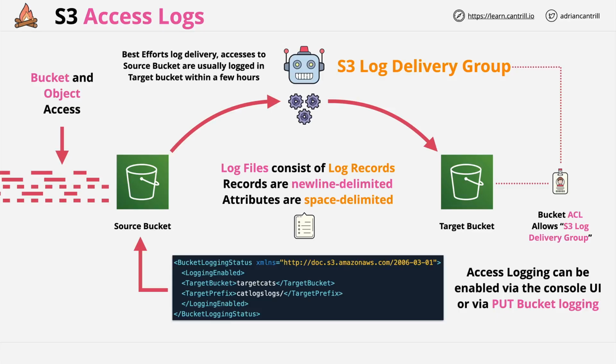Now, a single target bucket can be used for many source buckets, and you can separate these easily using prefixes in the target bucket, and this is something that's configured within the logging configuration that's set on the source bucket.